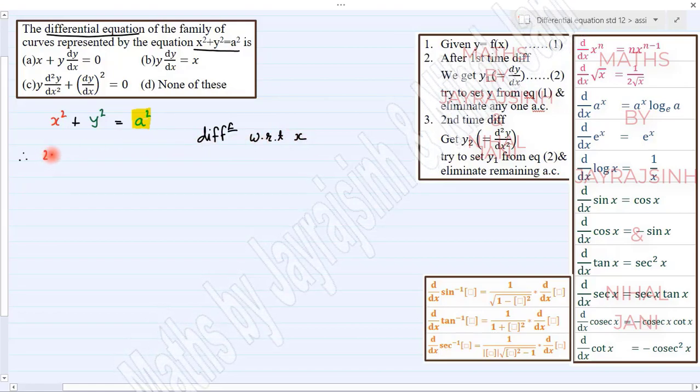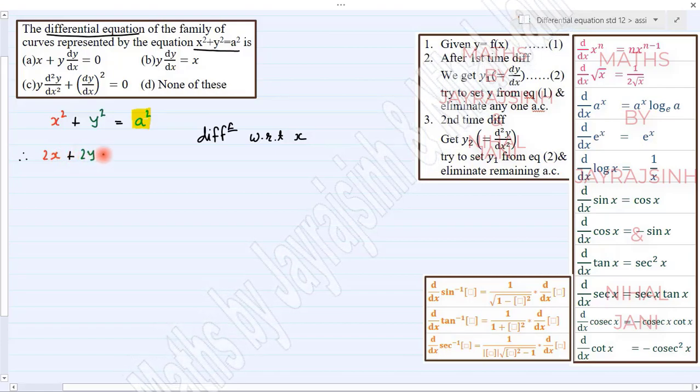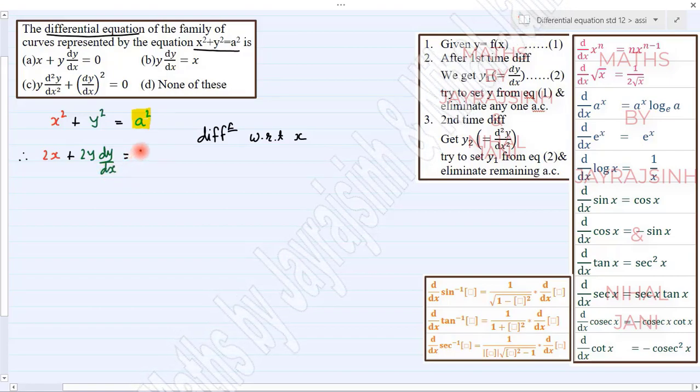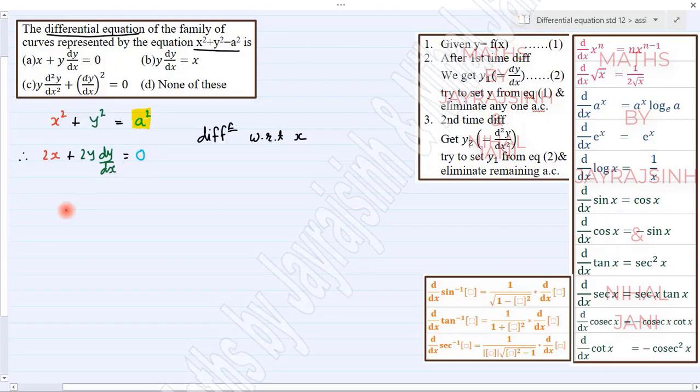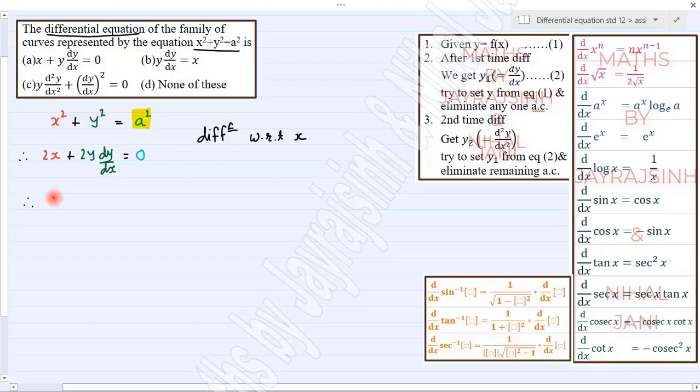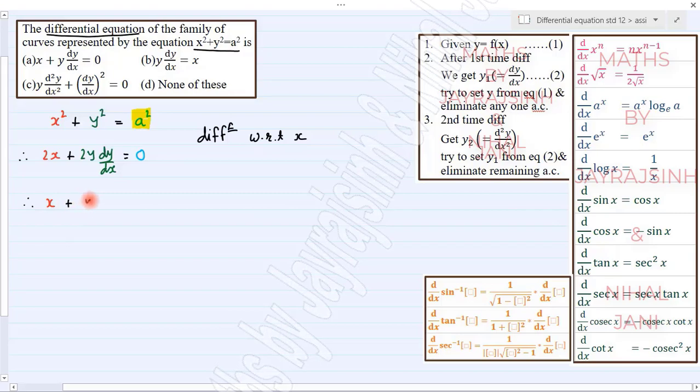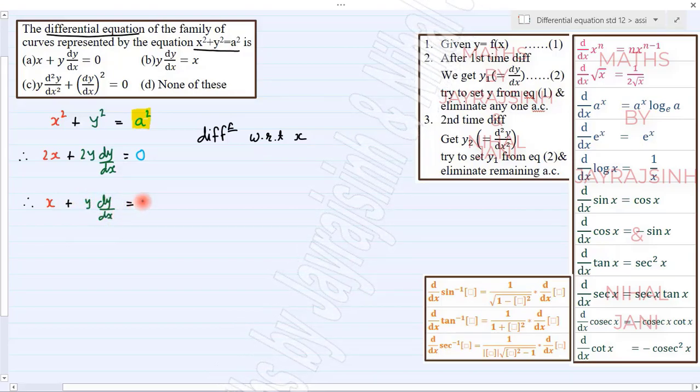Differentiation of x square will be 2x. Differentiation of y square will be 2y dy by dx. And differentiation of a square, which is purely a constant term, will be 0. So for simplification, we can take 2 common. Let's divide our equation by 2 and we will get x plus y dy by dx is equal to 0, which is given in option A.